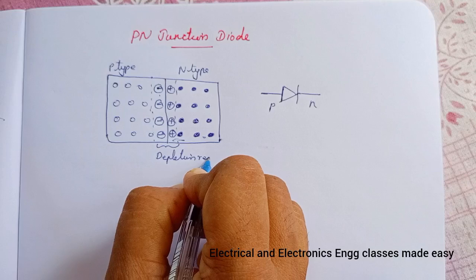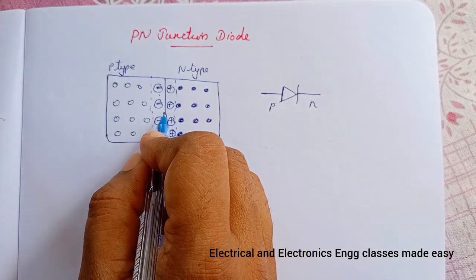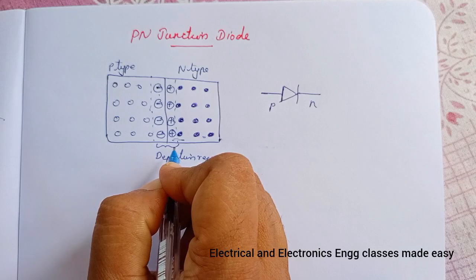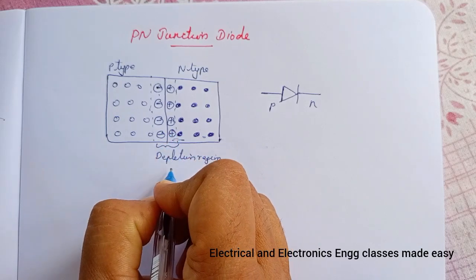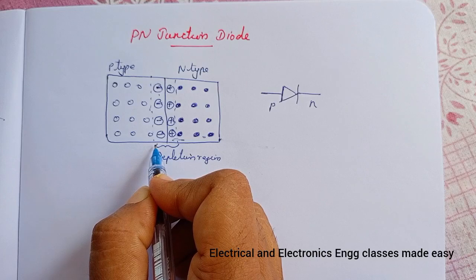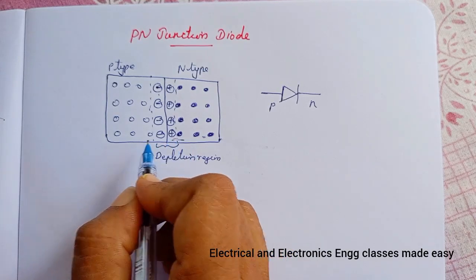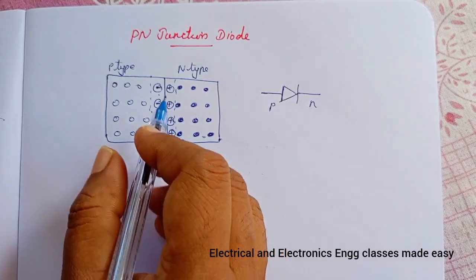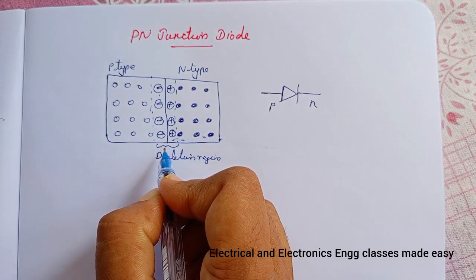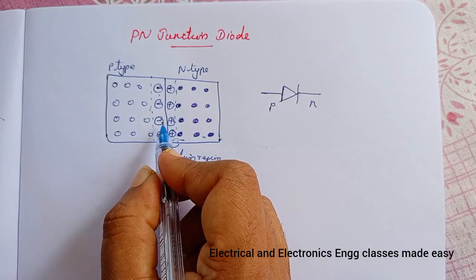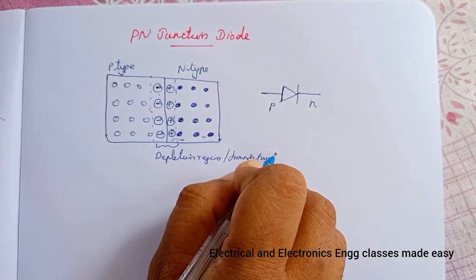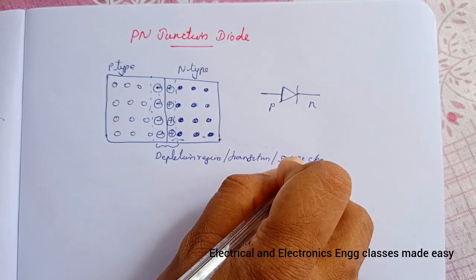Depletion region. The positive and negative charges near the junction make the depletion region. And the term depletion refers to the fact that the region near the PN junction is depleted of charge carriers. Charge carriers means electrons and holes, due to diffusion across the junction. And the small region in the vicinity of the junction which has been depleted of mobile charges and has only immobile ions is called the depletion region, also called transition region or space charge region.